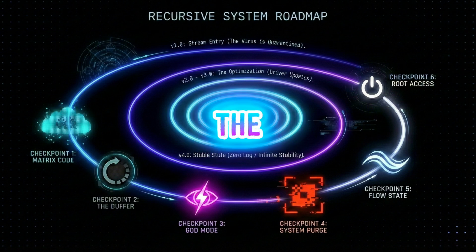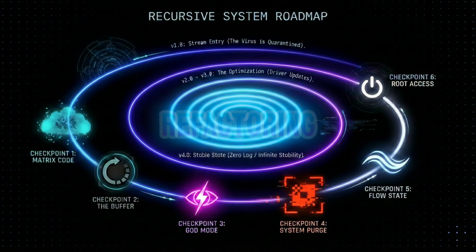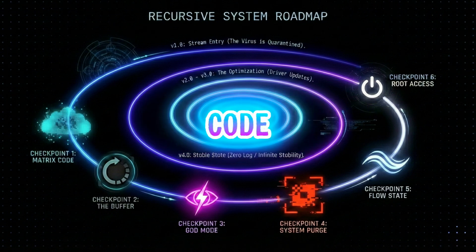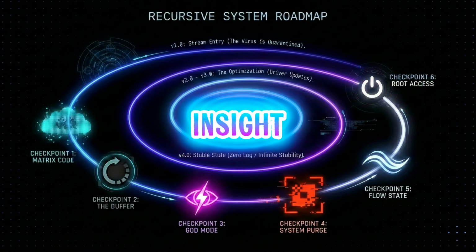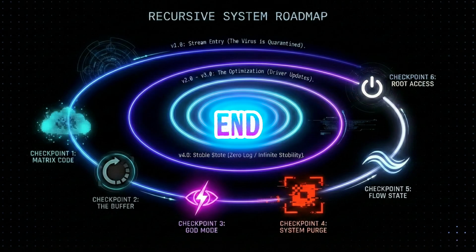Not quite. The term the source uses is recursive refactoring. In the old legacy code, these were called cycles of insight. The idea is that you sprint through the 6 checkpoints, you reach the end, the system reboots, and then you find yourself right back at checkpoint 1. That sounds exhausting. And demoralizing. Why would I want to start all over again? But you're not starting over.